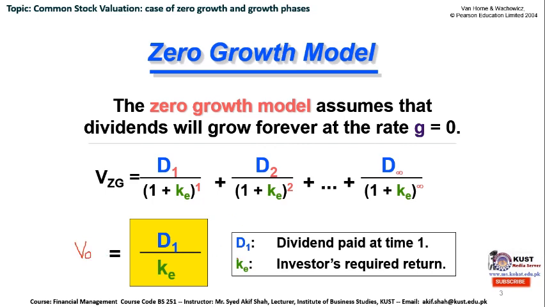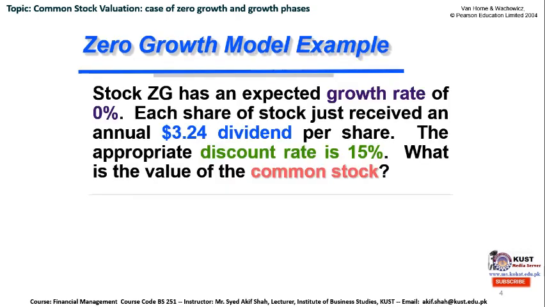Therefore, we have to make certain calculations in order to get D1. Similarly, KE is the investor's required rate of return, and for more details regarding the cost of capital and investors' required rate of return, my upcoming lectures will discuss them in detail. So let's take an example of a zero growth model to see how to calculate its value.